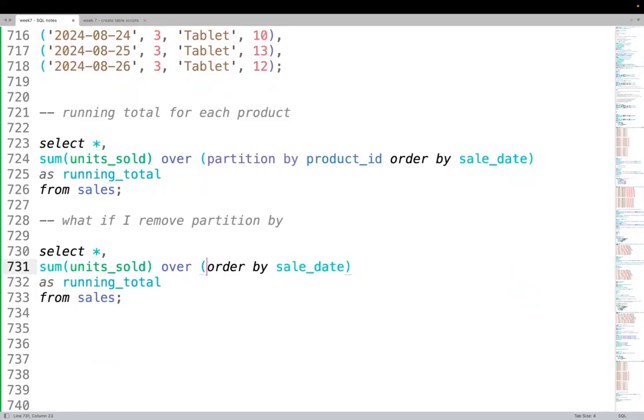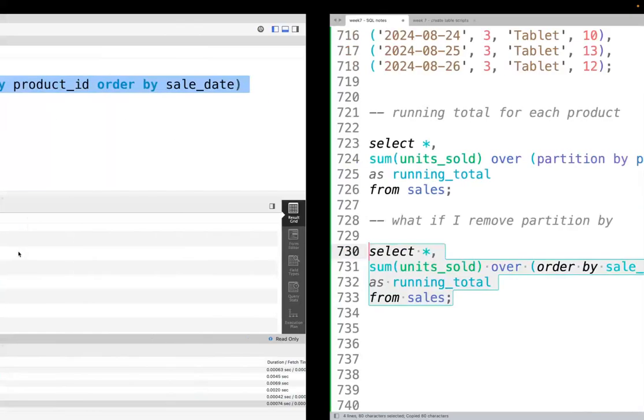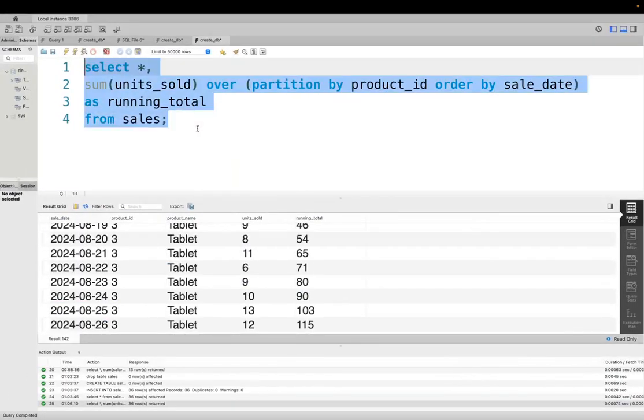What's going to happen now? Select star, comma, sum of units sold over order by sale date as running total. What is going to happen now? Let me run this and explain.